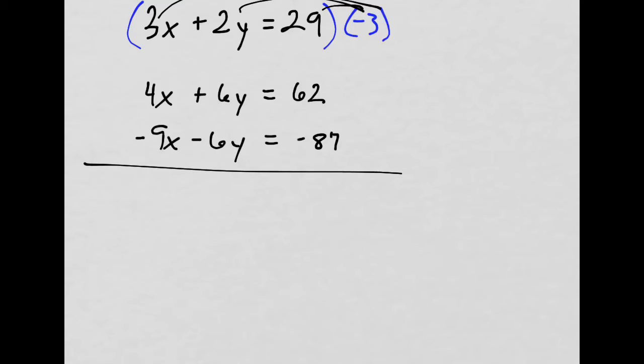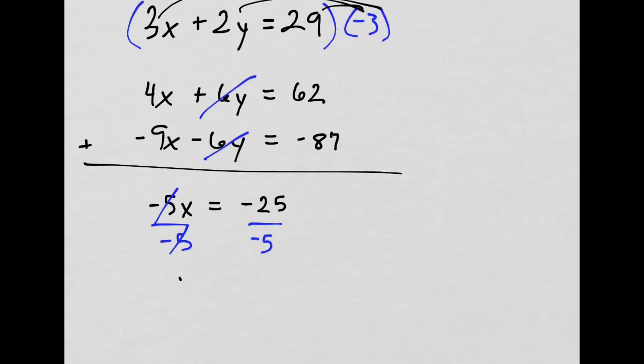After that, I add the two equations together. The whole point was to get these to cancel. So now I have negative 5x equals 87 minus 62. But the 87 is negative, so that would be negative 25. Divide by negative 5. And then we have x equals positive 5.